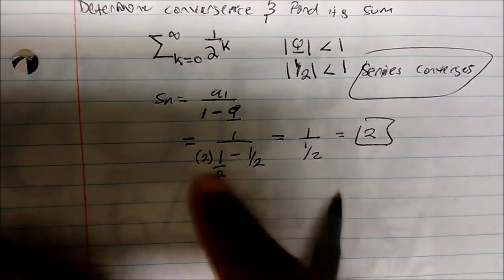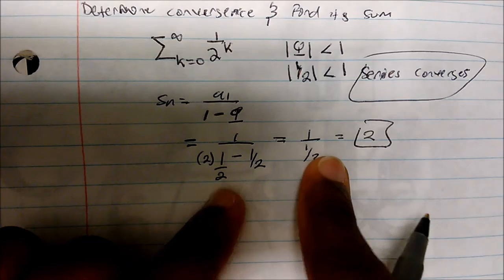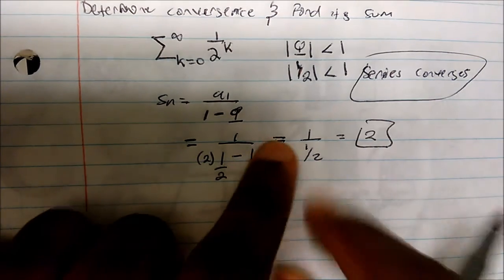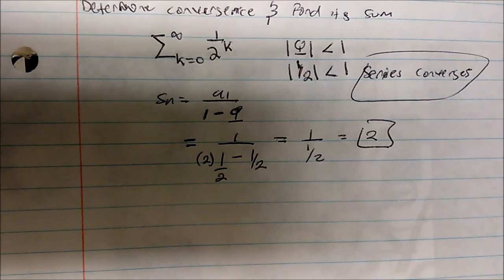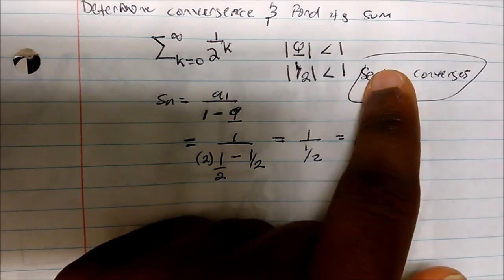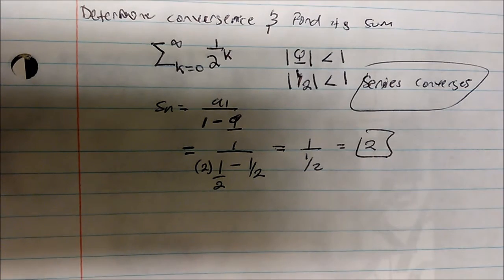This is simple math. The only thing I did is simplify. 1 minus 1/2 is just 1/2, and then we divide 1 by 1/2, which is 2. That's how we find that the series converges and how we find the sum, or what it converges to.